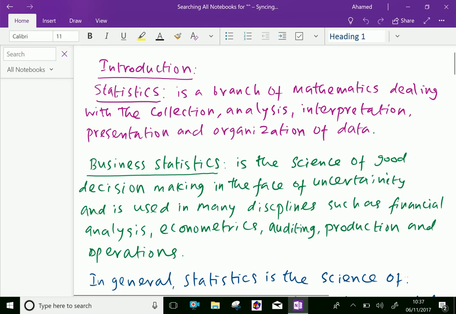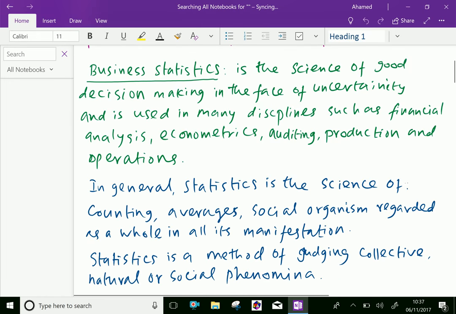Statistics is a branch of mathematics dealing with the collection, analysis, interpretation, presentation and organization of data. Now, business statistics. Business statistics is the science of good decision making in the face of uncertainty and is used in many disciplines such as financial analysis, econometrics, auditing, production, and operations.